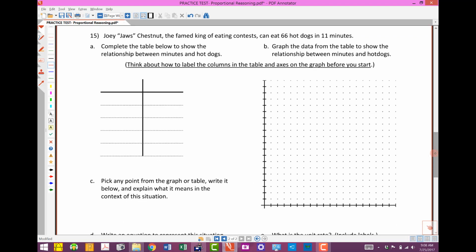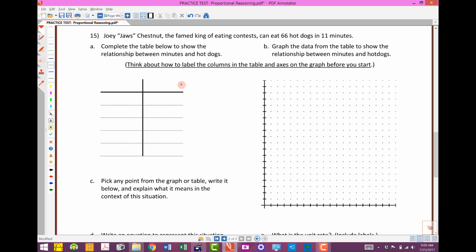So it says Joey Jaws Chestnut, the famed king of eating contests, can eat 66 hot dogs in 11 minutes. And I believe that's pretty darn accurate. Complete the table to show the relationship between minutes and hot dogs. Okay, and then it says think about how to label the columns in the table and the axes on the graph before you start. So we've got to give this some thought.